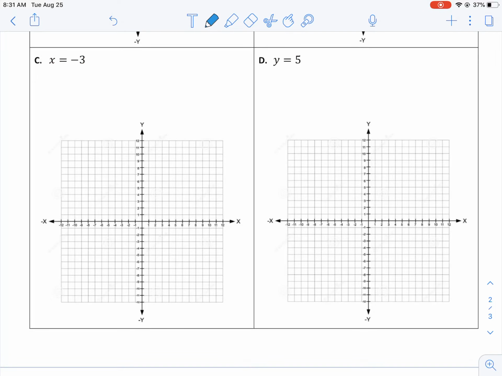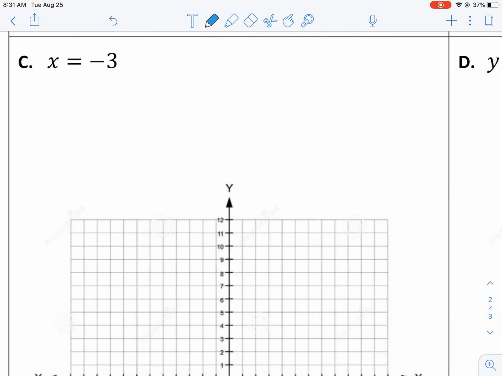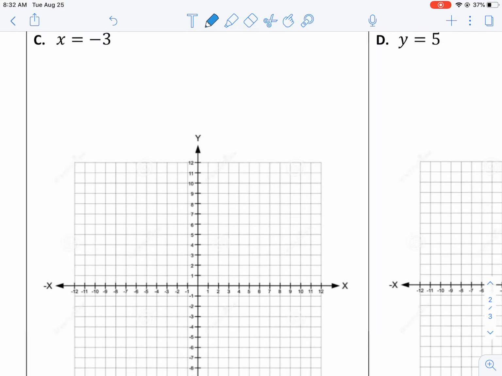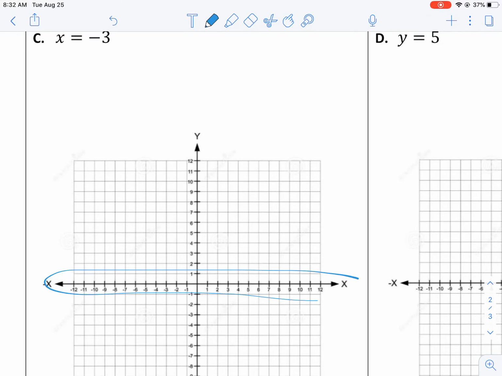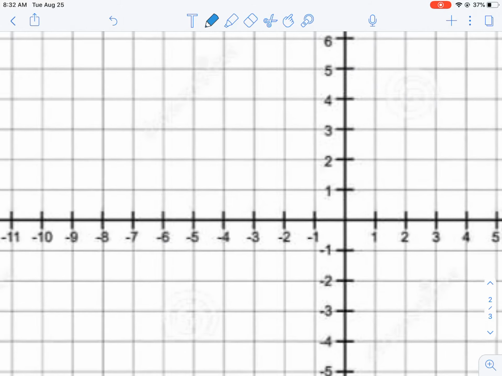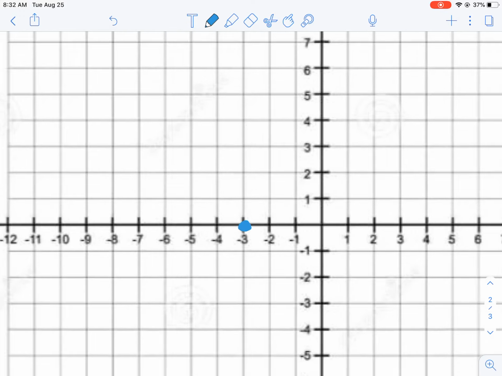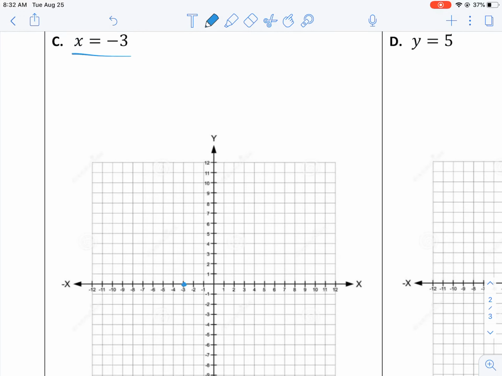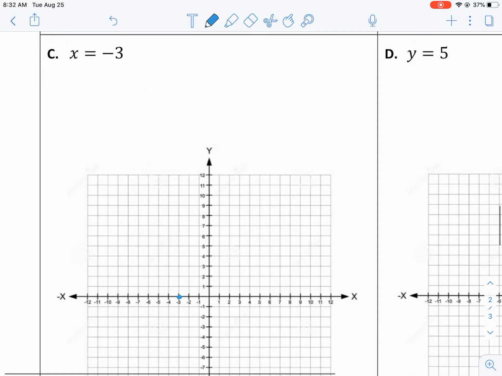So whatever the letter is, say X, the first thing you're going to do is go to that axis. So this is our X axis, and we're going to go to -3. Put a point right there. Now, this equation is telling us that our X value is always -3. So if you have a letter by itself, that means you're going to have a straight line.